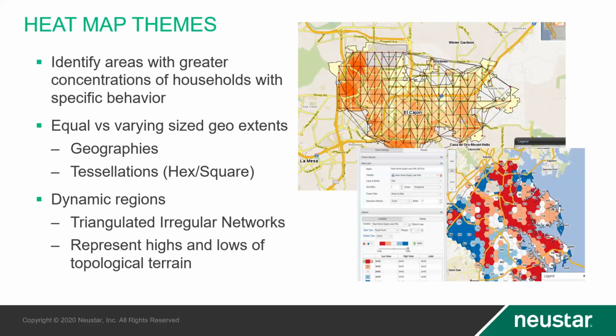Or you can use equal size areas like tessellations, like grids: equal 2-mile grids, 1-mile grids or quarter-mile grids. You create these equal size areas and pull data for them, and the data is more normalized, so you can compare your different areas. A third approach is using dynamic regions, which is really nice because it constructs regions where there are high concentrations of the behaviors you're interested in.